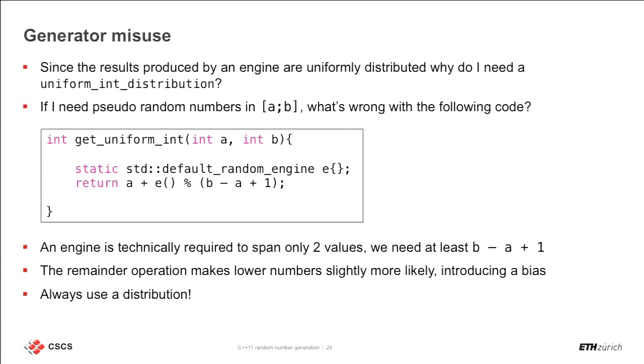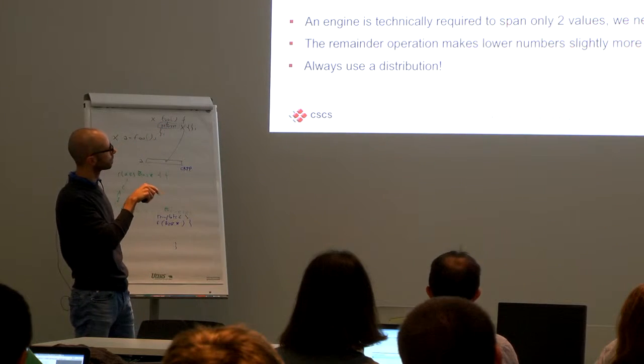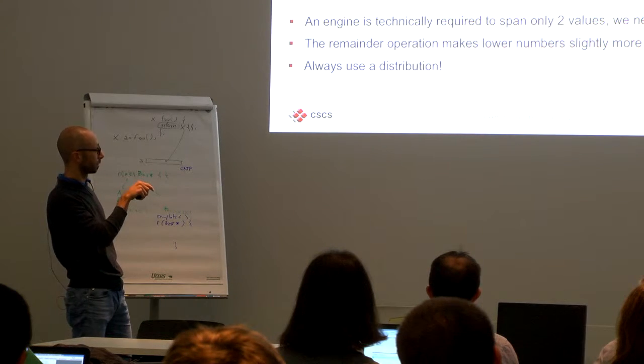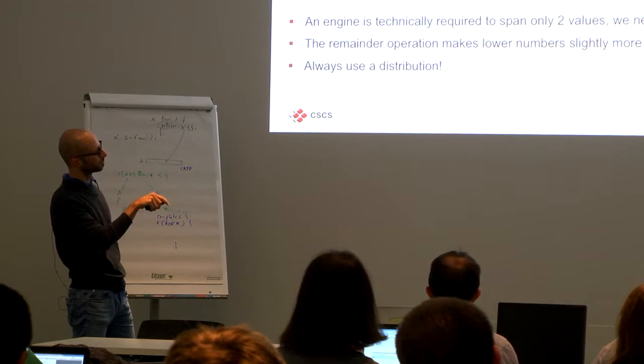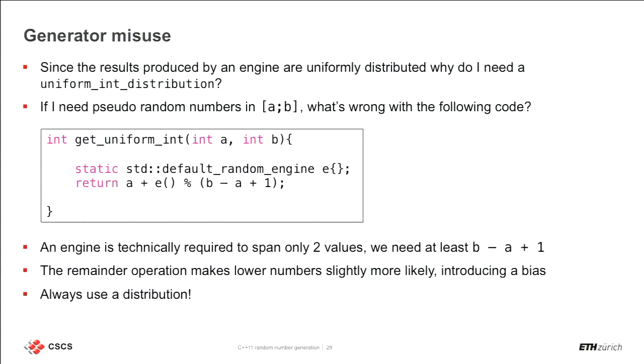This is in general a bad idea because by definition the engine is only required to span two values. This is enough if you use the engine with the distribution provided by the standard template library. But if you do something like that, two values are not enough to do a good job here, because you need at least b minus a plus 1. The other problem here is that the remainder operation that you are using to normalize the numbers generated by the random engine makes the lower numbers a bit more probable, a bit more likely than the bigger ones. So you are introducing a bias. The take-home message here is: always use a distribution with the random engine.